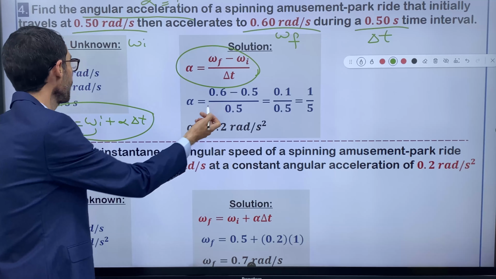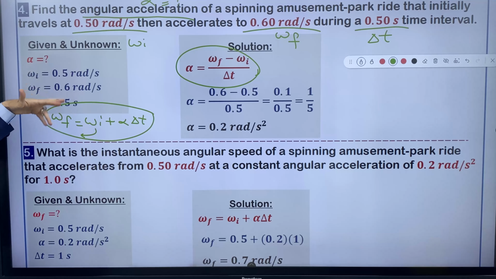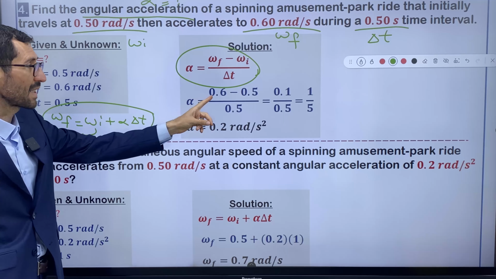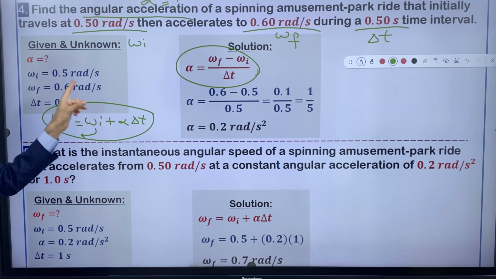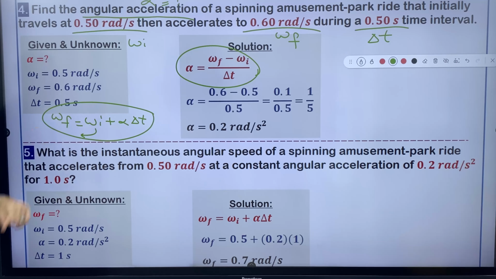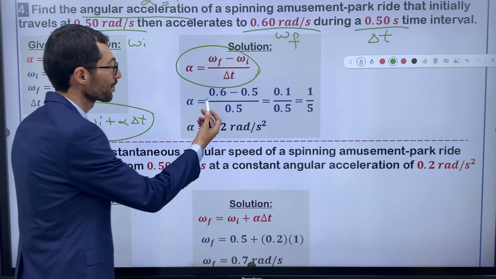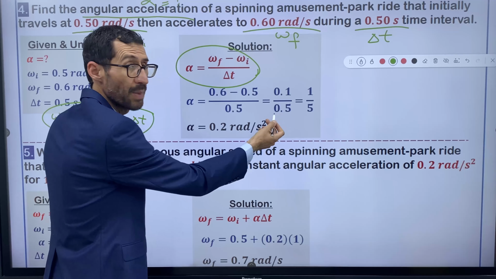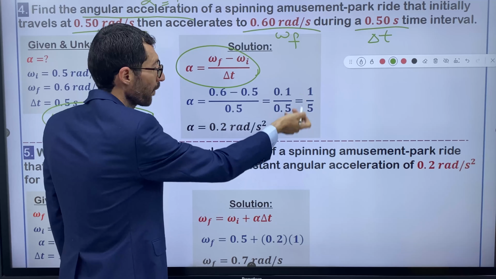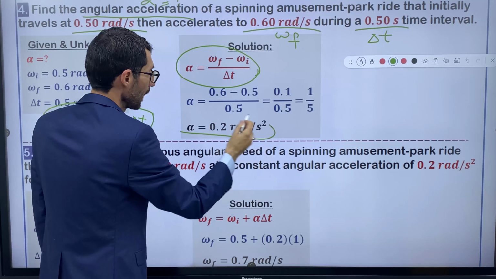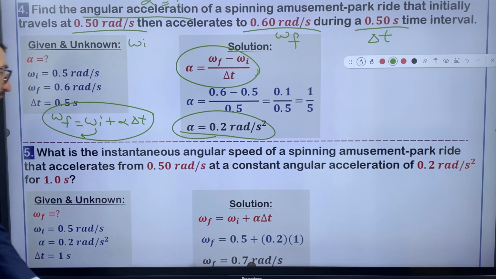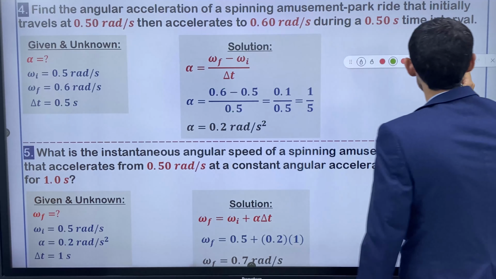So alpha is equal to, and by the way, we don't have any conversion because the units are unified. Omega final becomes 0.6, omega initial becomes 0.5, divided by delta t, 0.5 second. That's why 0.1 divided by 0.5 becomes 1 over 5, or 0.2 rad per second squared. That's it. Let's move on to question number 5.